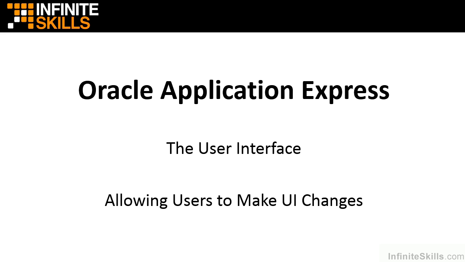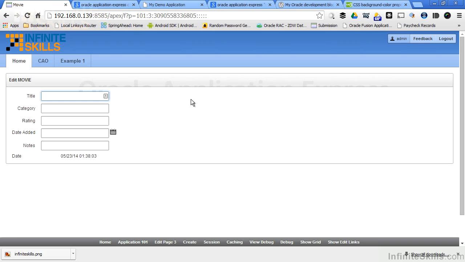Welcome to Oracle Application Express, the user interface, allowing users to make UI changes. I wanted to wrap up our user interface lessons by showing you a quick trick to give users the ability to change how their user interface elements look on their page. This is the page for editing movies that we've been using up to this point. I'm going to create a couple of buttons on this page, and when the user selects those buttons, I'm going to change the background colors of this application.